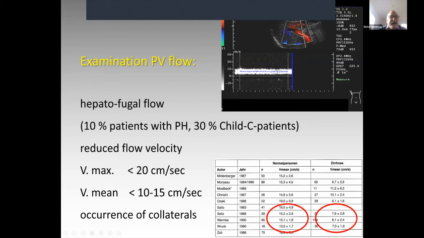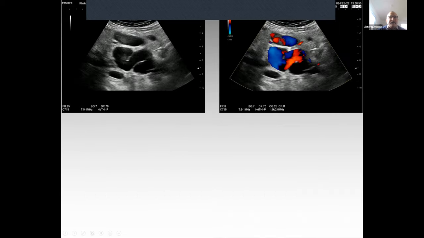If we have a hepatofugal flow, I told you that means that the blood is going out of the liver. It's going in the wrong direction because the supply of the nutrition of the liver is done by the hepatic artery. The maximal velocity is going down, and we can also find collaterals there.